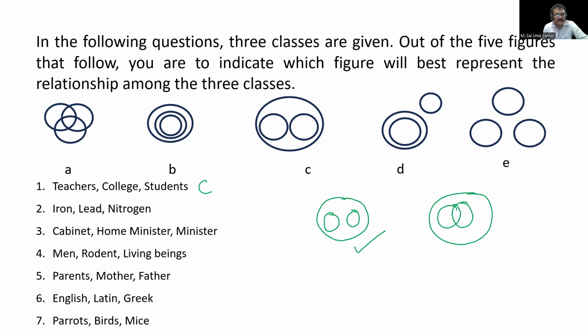Next, iron, lead, nitrogen. Iron is different, lead is different, nitrogen is different. So all are different. So what is the answer? Option E is the correct answer.